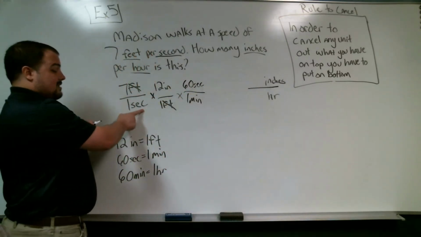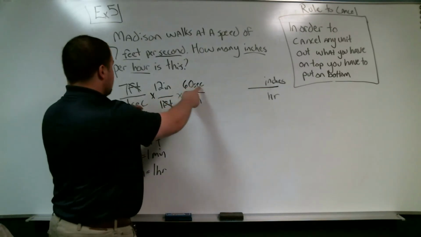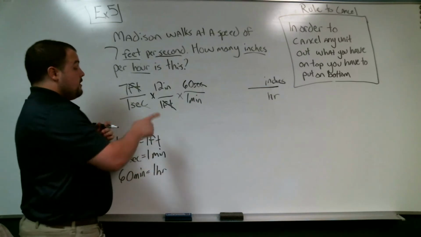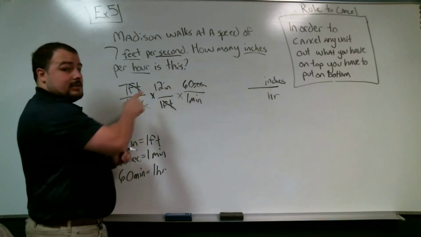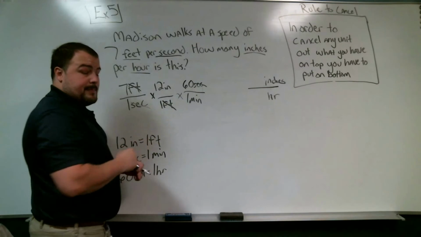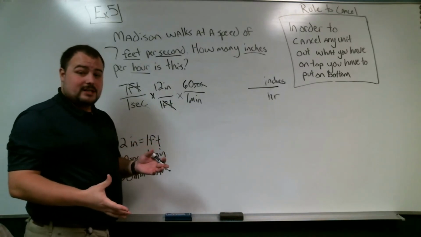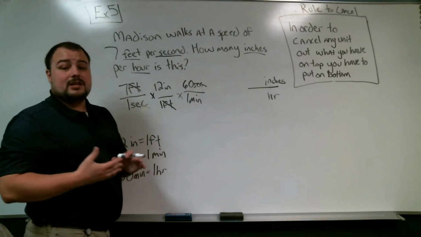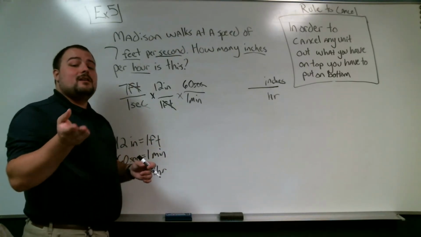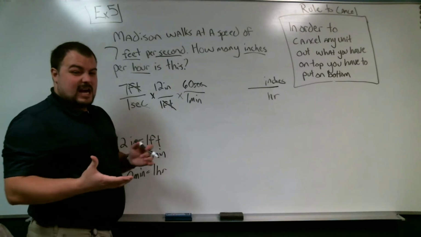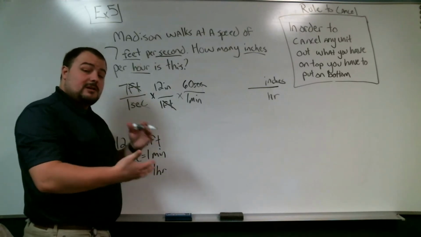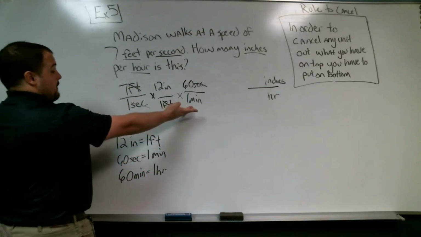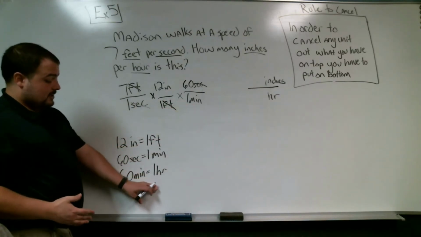Now, if we look, since there's seconds on bottom, there's seconds on top, those are going to cancel out. So now, we know how far she's going in inches, since that's the only thing on top, in a minute. So if I asked you how many inches a minute she went, we'd be able to figure that out if we just solved it now. But the question didn't ask how many inches she went in a minute. The question asked how many inches she went in an hour. So we have to actually keep going with this and canceling out units. So we have minutes on bottom, and we have one that has minutes and hours.